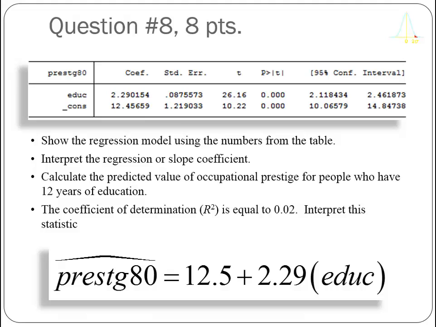We see that a predicted value of occupational prestige is equal to 12.5, our intercept, plus 2.29 times number of years of education. And we can plug any value we want into the education variable and calculate a predicted value. We're going to ask you to interpret this slope coefficient, or the regression coefficient, that is the 2.29. We're going to ignore the constant. Let's look at a graphic of this relationship.